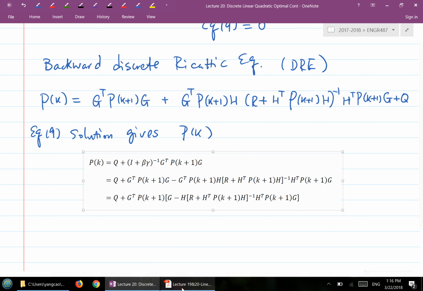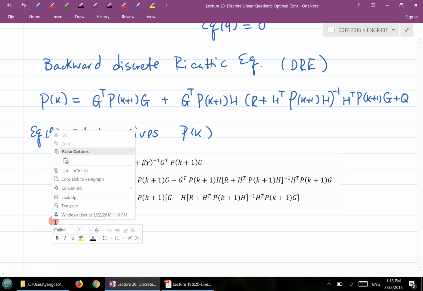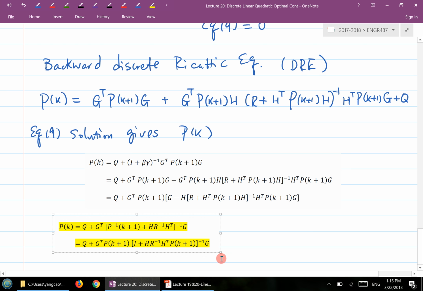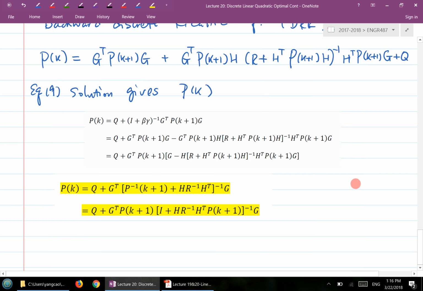And if you're interested, I can show you how this is obtained. It essentially manipulates linear algebraically, and you'll be able to obtain a slightly different expression for this discrete Riccati equation, but the same equation still. You see here, it could be this, or it could be this. All of them are talking about the same thing basically.